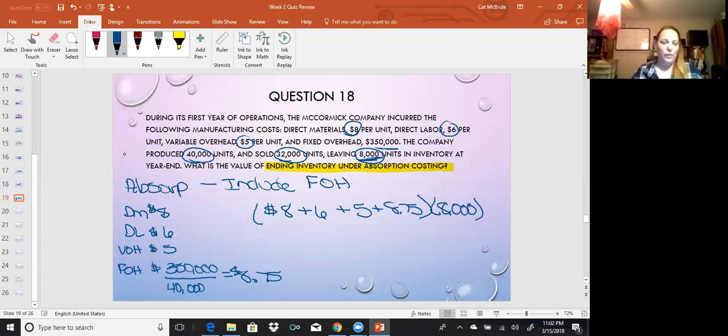There's something wrong with my numbers here too. So 8 plus 6 plus 5 plus 8.75 is $27.75, times the 8,000 units still in ending inventory equals 70,019.